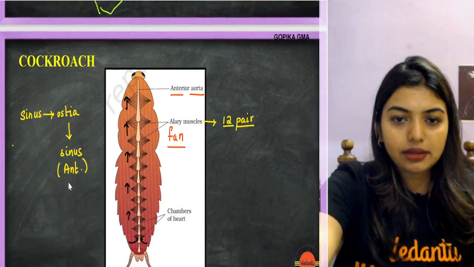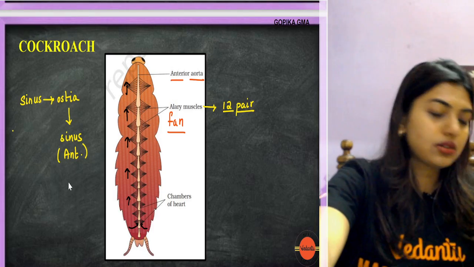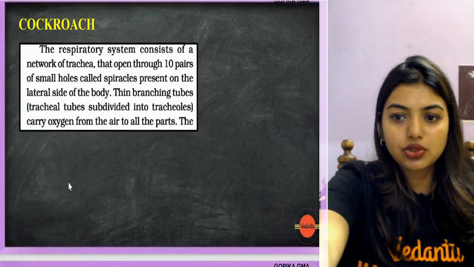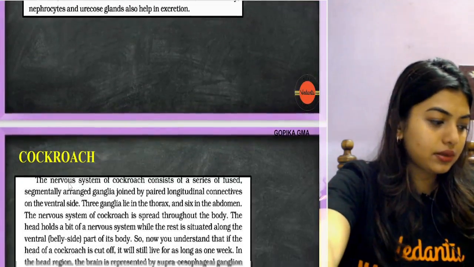Yes, this is the diagram you can see here. Sinuses, okay, ostia, 12 pairs. Now respiratory system we will do, students, after a break.